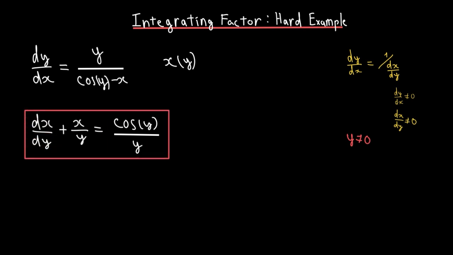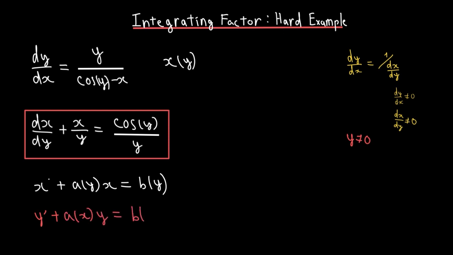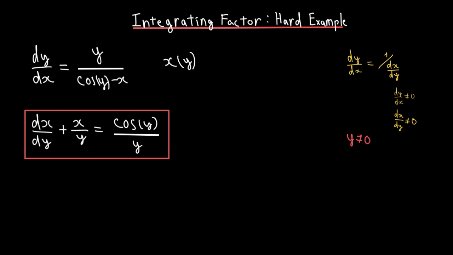And so this expression is quite neat because it's a differential equation of the form x prime plus a of y times x is equal to b of y. Or, in the form that we saw in the last video about the integrating factor, y prime plus a of x times y is equal to b of x. But here we have changed the variables. In this differential equation, x plays the role of y and y plays the role of x. So the roles have been inverted. And finally, having this form, we can now use the integrating factor.